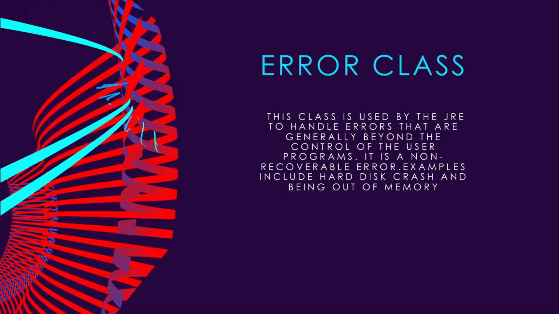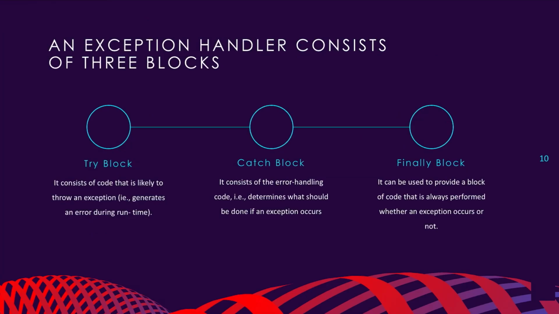So when I say non-recoverable, what do I mean? Let's take the example of a hard disk crash. Now let's just say the hard disk is crashed. This is not in the control of the program. This is something out of its capability, out of its hands. Therefore, it is called a non-recoverable error. It is something that is beyond the control of user programs. It's the same thing with being out of memory. So that is what you call an error class.